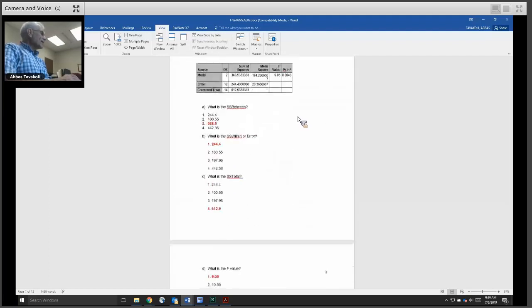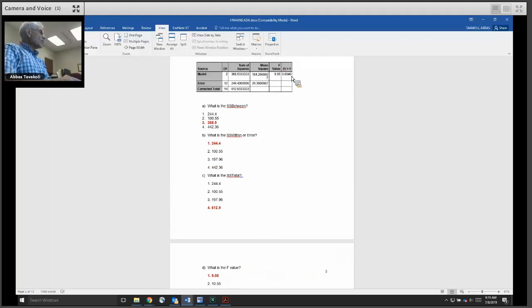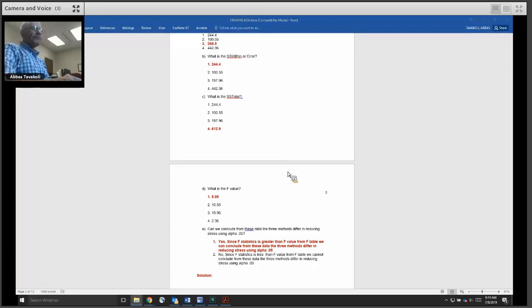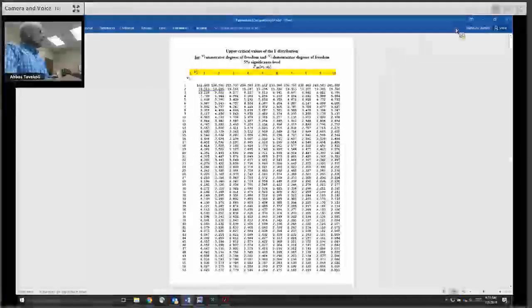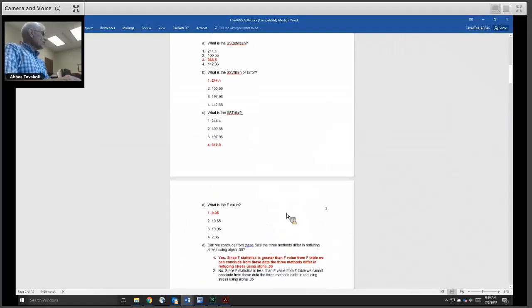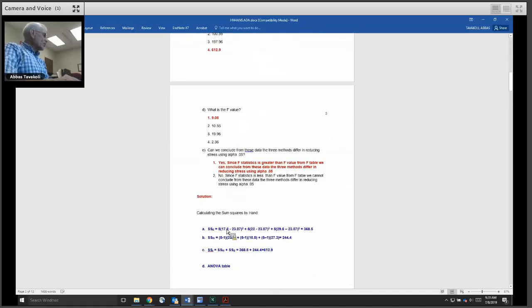If you are testing at alpha 0.05, since the p-value 0.004 is less than 0.05, we reject the null and conclude that at least one mean is different. Now, if you calculate by hand, you can do that based on the information I gave you. The sum of squares between is your mean for each group minus the grand mean, squared, times the n. You add up and you get the same response.